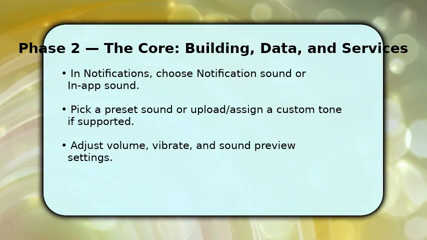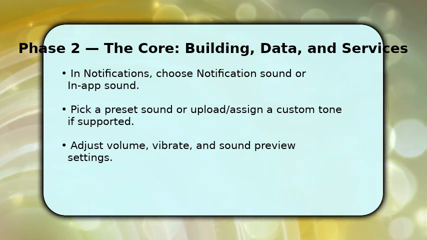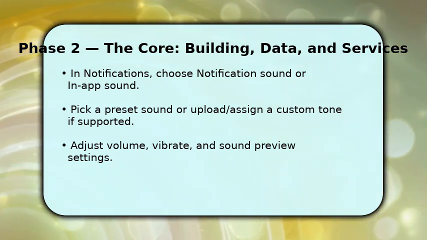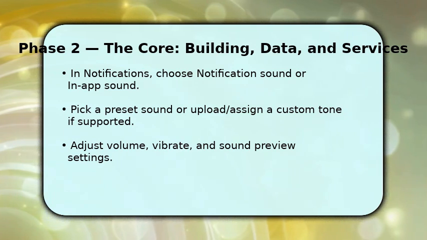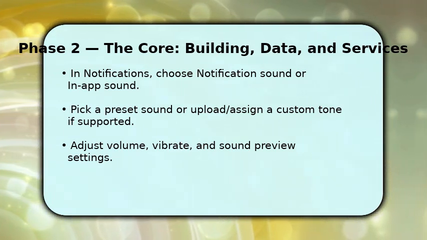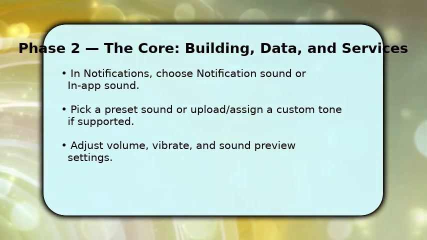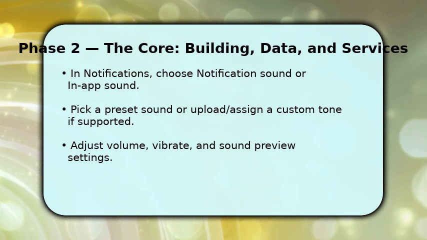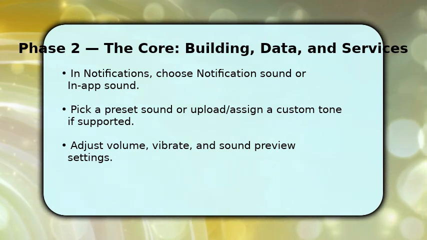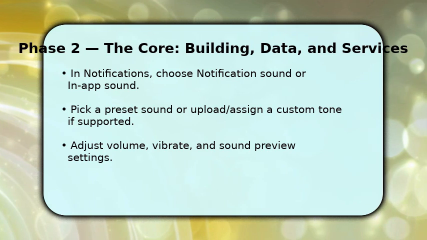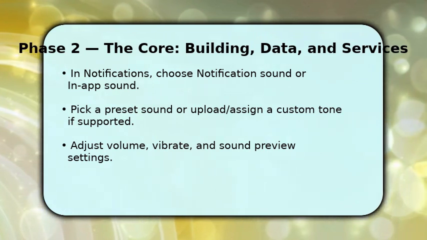Next, go to Notification Sound or in-app sound inside the Notifications menu. Different regions and app versions label this differently. You'll see presets, tap each to preview. If TikTok supports a custom upload, choose Add or Upload, select the file, and trim it to the allowed length. Otherwise, pick the closest preset.